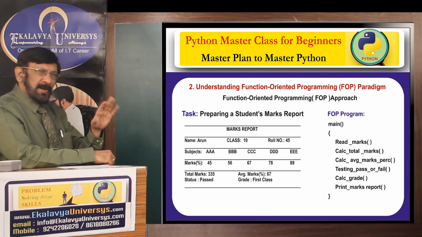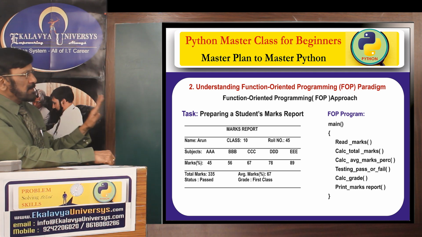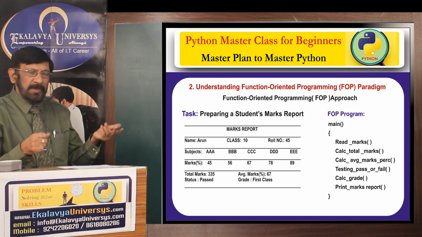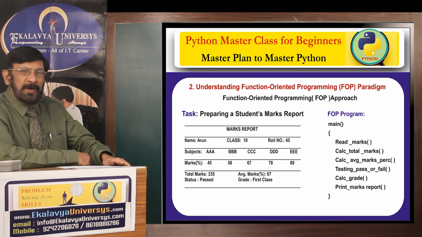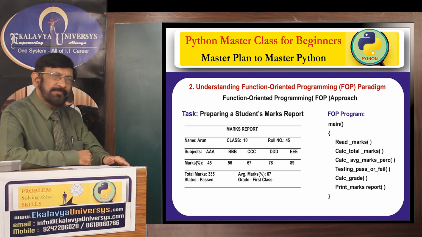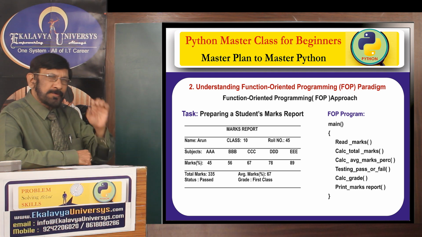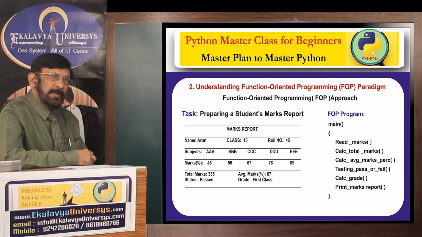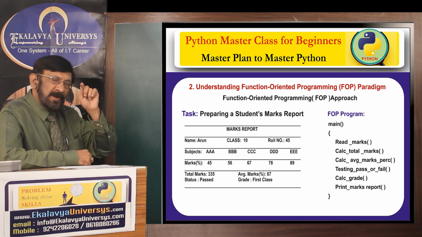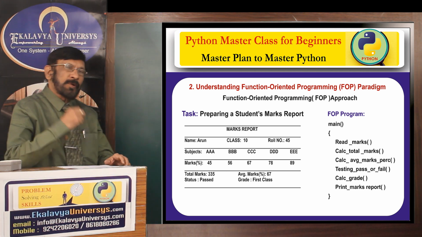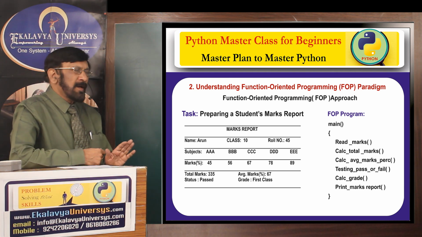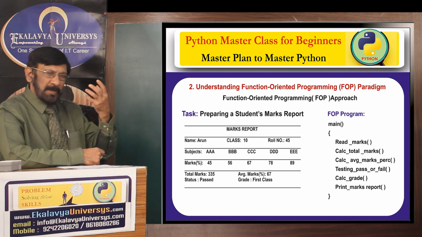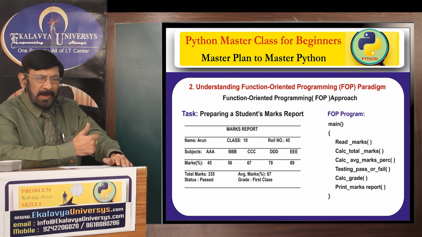Actually, don't worry about coding and all that. This is a student's mark report. Everybody knows, every student knows how a mark report looks. So this is the student mark report. You have to write a program to prepare and print a student's mark report. These are the elements. Now you have to write the FOR program, the function oriented programming program. So in this, how many subtasks are there? That is very important. That is not a matter of intelligence, that is a matter of common sense.